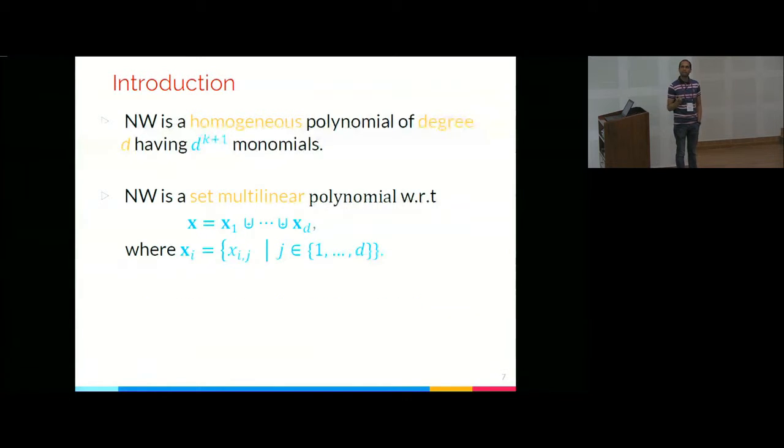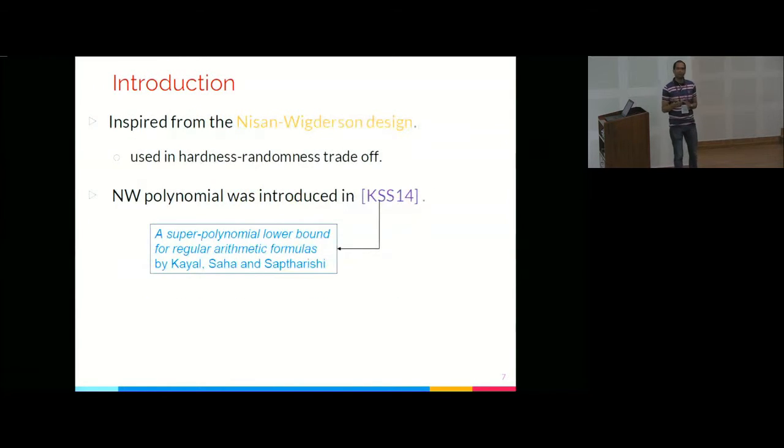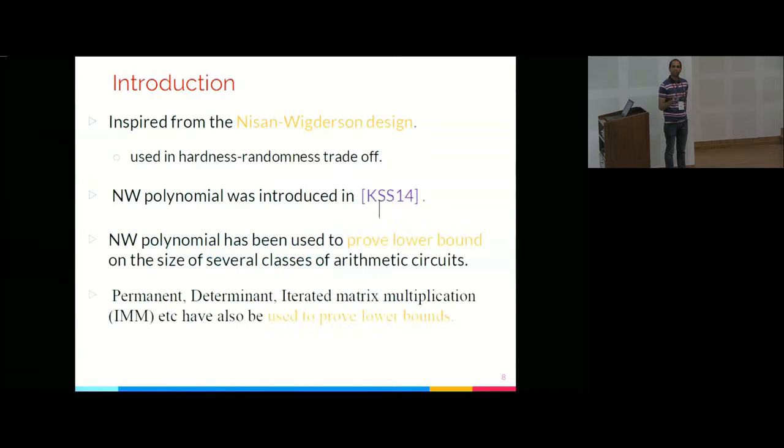This polynomial is inspired by the Nisan-Wigderson design, and yesterday in Chi's talk and Anmay's talk, we saw the applications of these designs in detail, so I'll not go into this. The polynomial was first introduced in the paper by Kayal, Saha, and Saptharishi, where they prove super-polynomial lower bounds for regular arithmetic formulas. This polynomial was used at several places to prove lower bounds on different classes of arithmetic circuits.